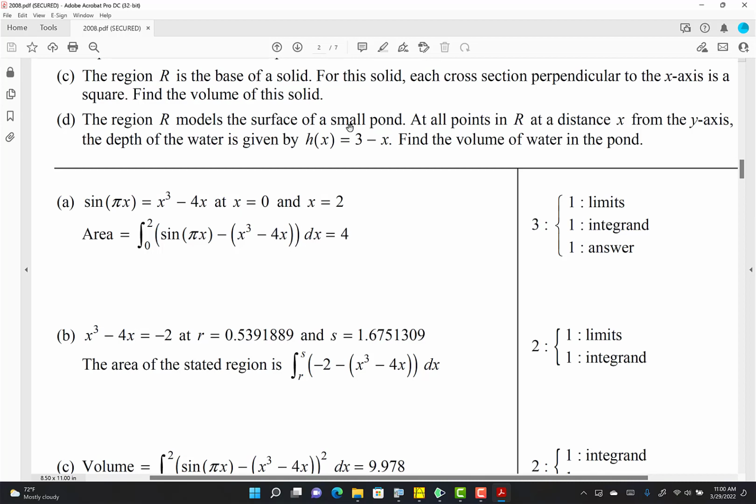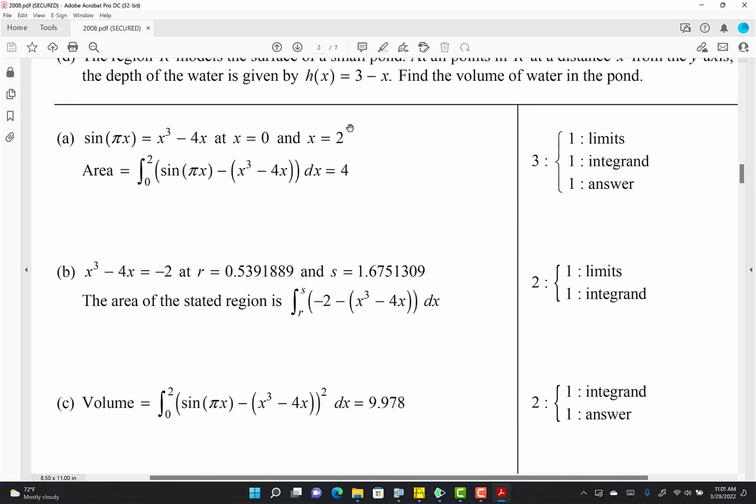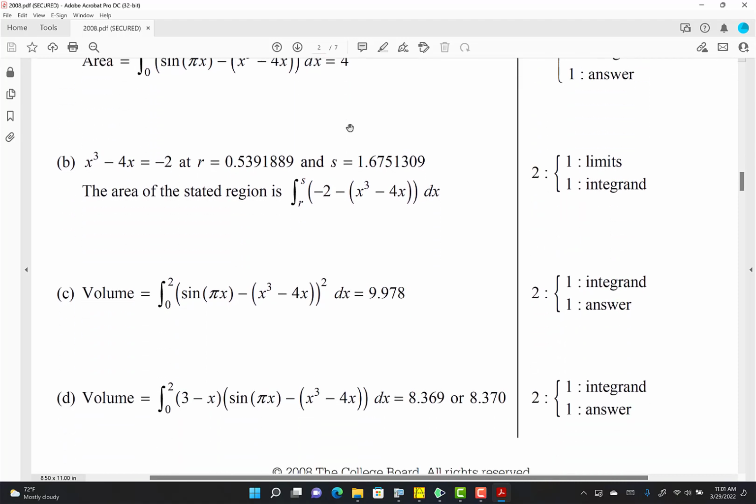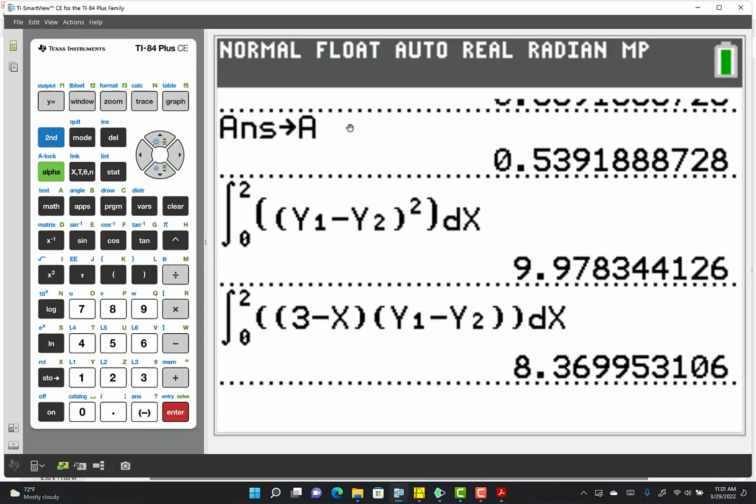Did we get the point for the integrand? Perfect. Letter C, did we get 9.978? So we got the point for the integrand, 1 for the answer. And here we go. Letter D is the one I'm most curious about. There it is. Length times width. Volume 0 to 2. Did we get 8.369 or 370? Why 370? In case they round it.